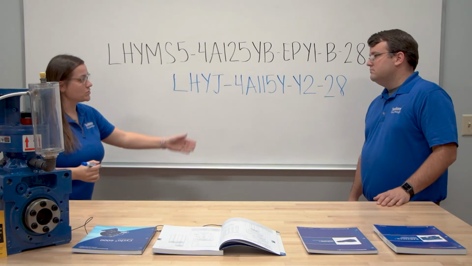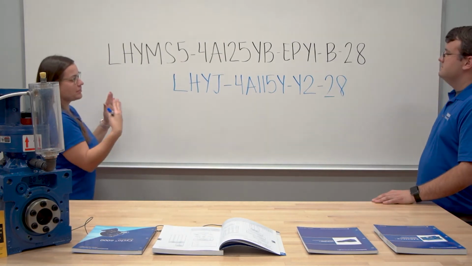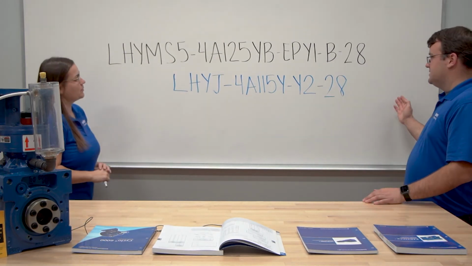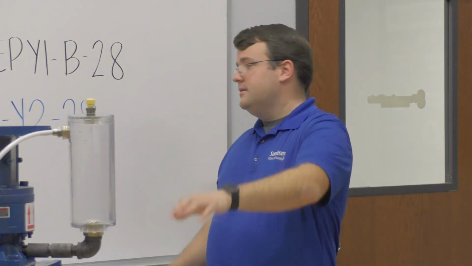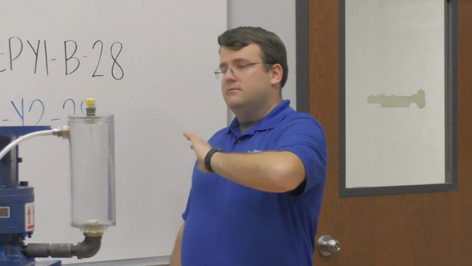And now you have your reducer nomenclature, which you can see is much shorter because we have dropped so many letters of the nomenclature. With all that information, just by looking at it, we never turned it on. The ratio is stamped on it. Everything's there. The nameplate has all this information.